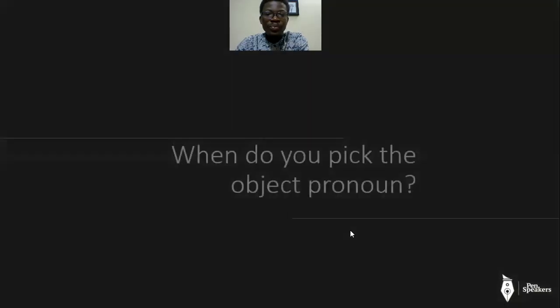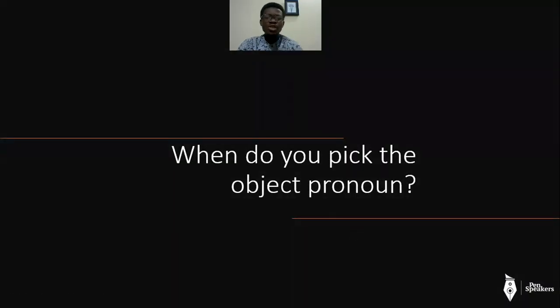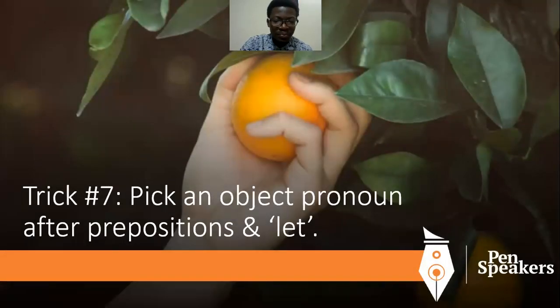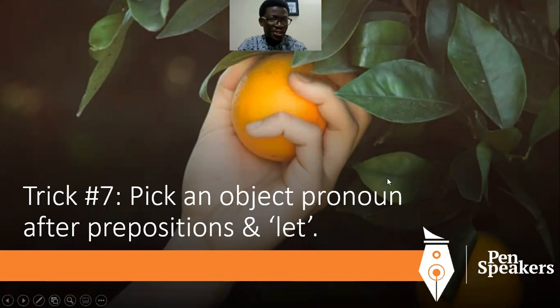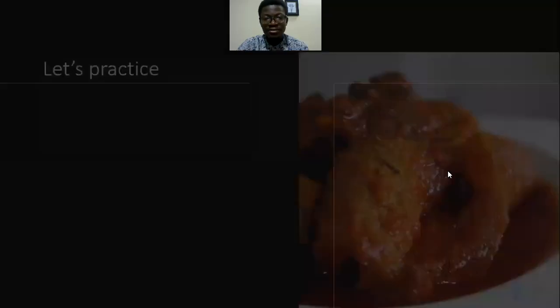All right. So now we're moving on to when you pick the object pronoun. Those last two tricks that I showed you help you know when to pick subject pronouns. Now, when do you pick object pronouns? Trick number 7: pick an object pronoun after prepositions. Immediately after prepositions, you're supposed to pick object pronouns. And after the word let. Yeah, after that verb let.